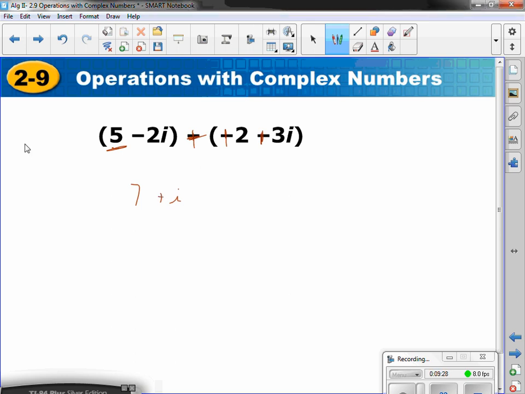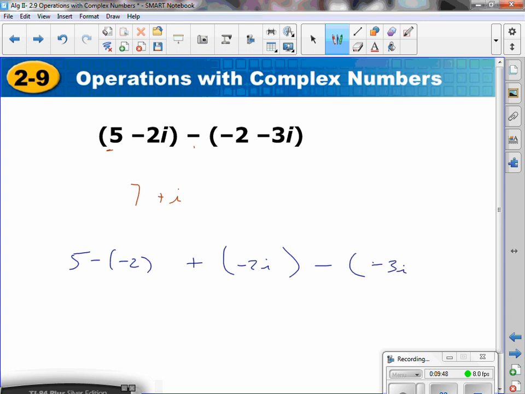If you were to break it apart, it's 5 minus negative 2 plus negative 2i minus negative 3i. This negative has to go to both. Most of your mistakes are going to come from forgetting to distribute to the second number. Just to show you, 5 plus, or negative is positive, you get a 7 here. Negative here makes that a positive. Negative 2i plus 3i, you still get 1i.